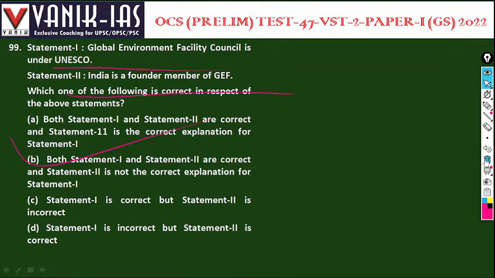Global Environment Facility, Council under UNESCO. India is a founder of GEF. Global Environment Facility is under UNESCO? No, this is wrong. GEF is not under UNESCO. UNESCO focuses on social and cultural activities. Why would it be under UNESCO? It is wrong. India is a founder member of GEF. Yes, that is right. So statement 1 is incorrect, but statement 2 is correct.